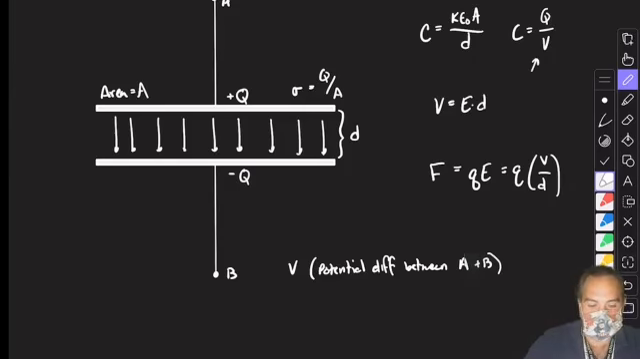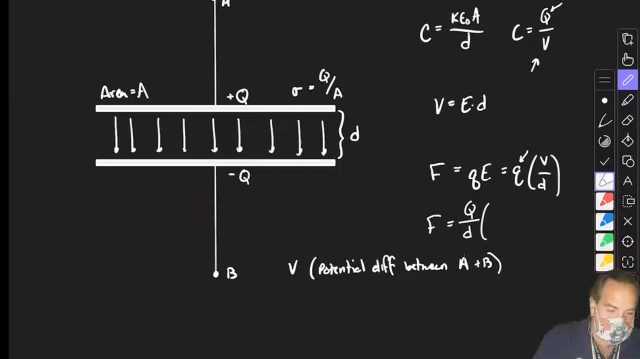I could reorganize this in terms of capacitance and then substitute it in, and I would get, now I have two different Q's here. I probably should draw them the same. So I'll get Q over D times Q over C. And then this is just going to be Q squared over DC.